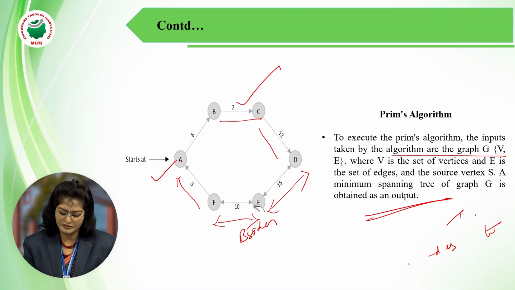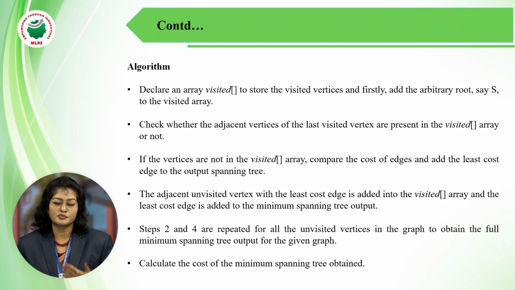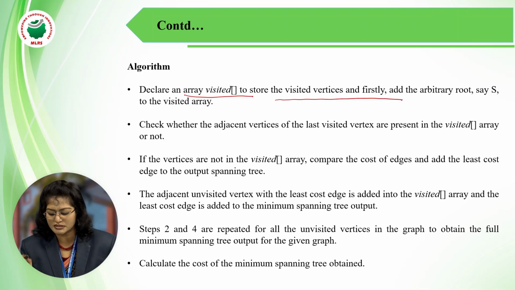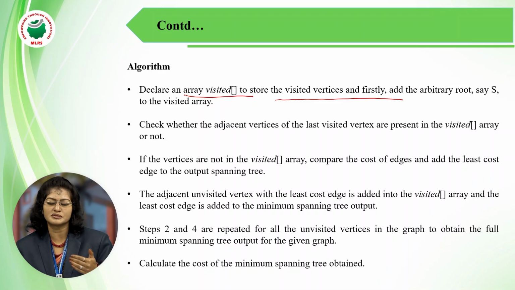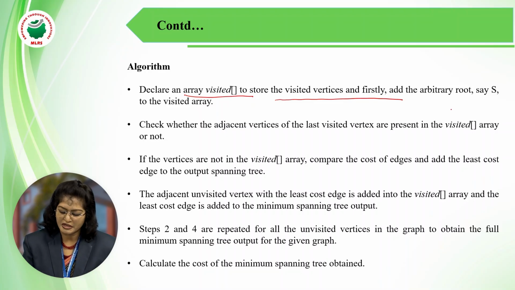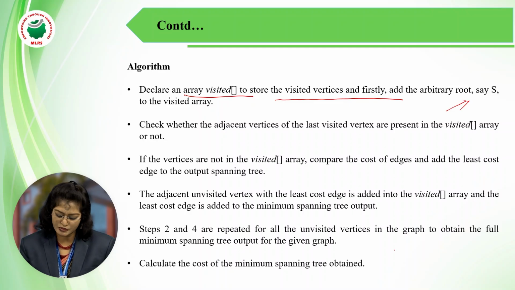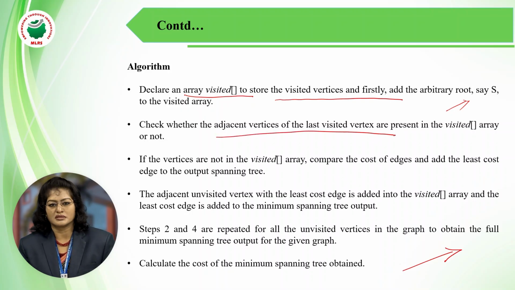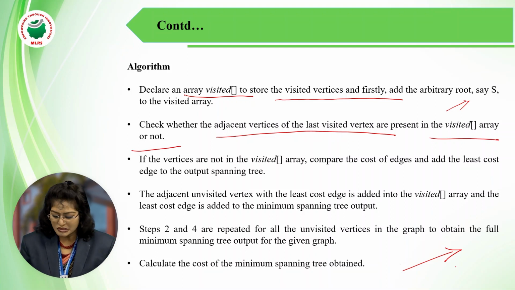This is a small example. Next we need to move on to the algorithm when we are doing the problem. Once a vertex has been visited, it is stored in the visited array, starting with the first root. From the first root we need to start the problem, and after solving it, it has to move to the next arbitrary root, marked in the visited array. When it is visited, we need to check the minimum cost and move forward with the next process. Check whether the adjacent vertices of the last visited vertex are present in the visited array or not. Yes, you have to check whether the adjacent vertices and the last visited vertex are present or not. This is a main point.